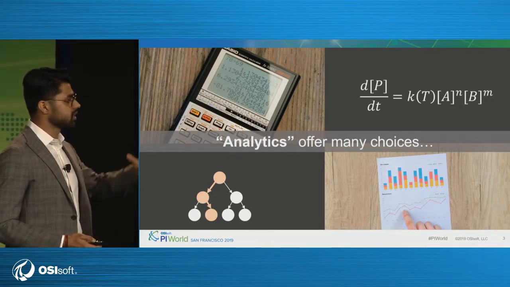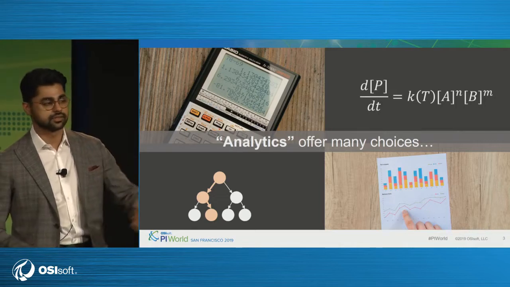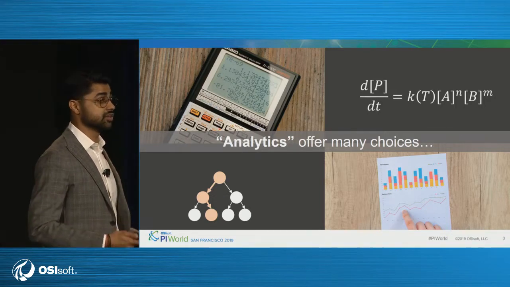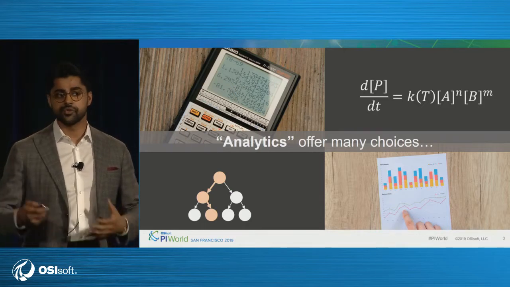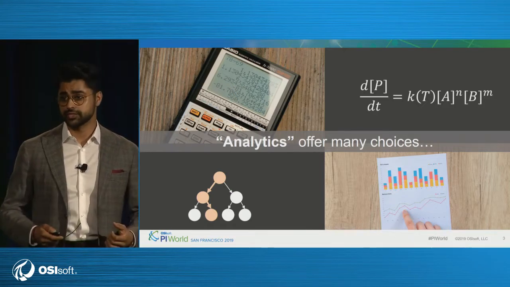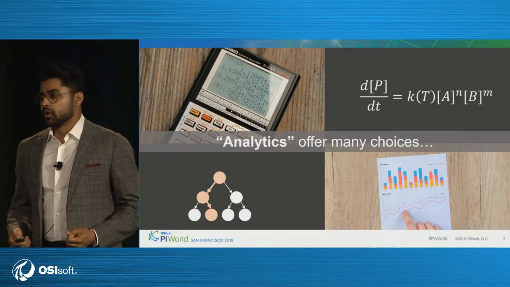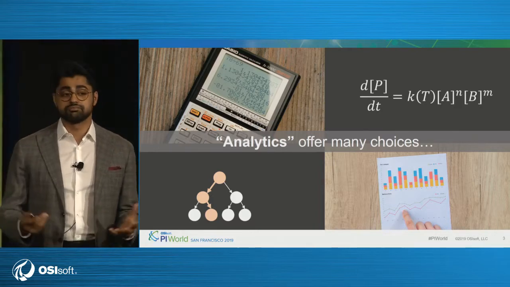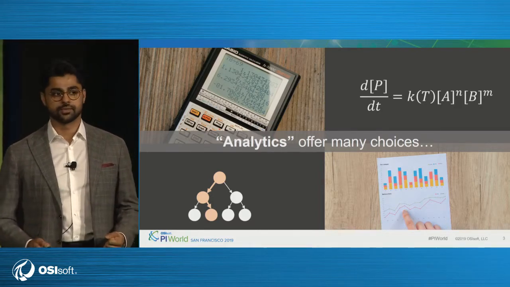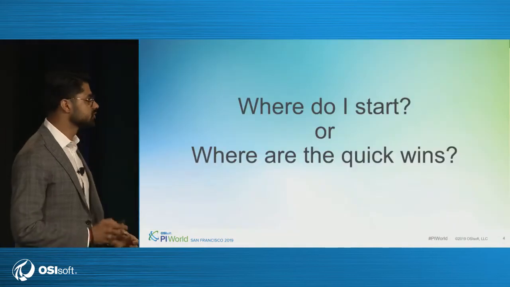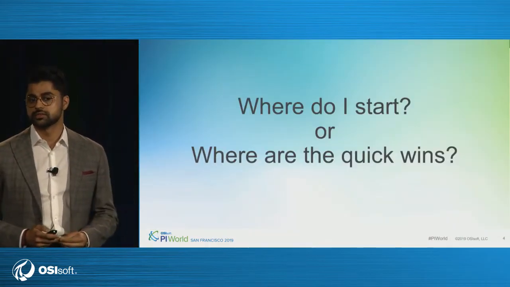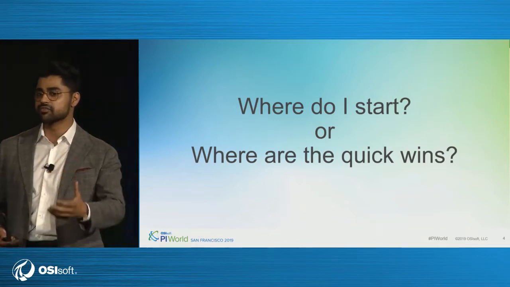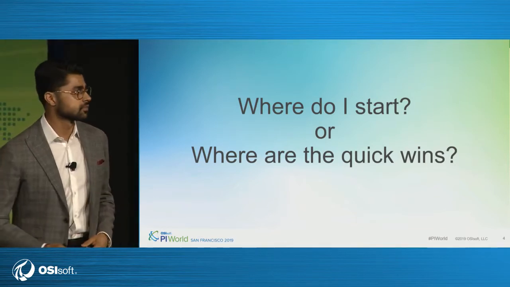So we have a plethora of analytic tools out there that we need to consider. And then we also have some potential risks to consider if we're going for those advanced analytic projects. So a natural question that might come up is, where do I start? If I may tweak that question for you just a little bit, let's ask instead, where are the quick wins? Where are those quick, low-hanging fruits that we can get to easily?